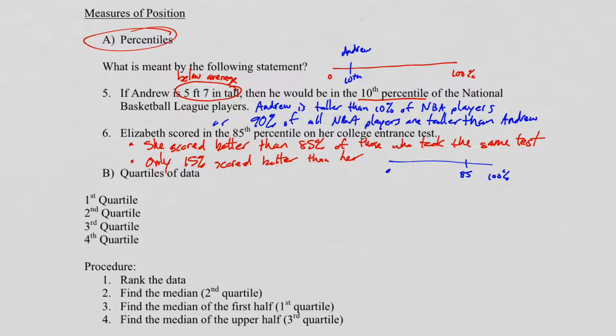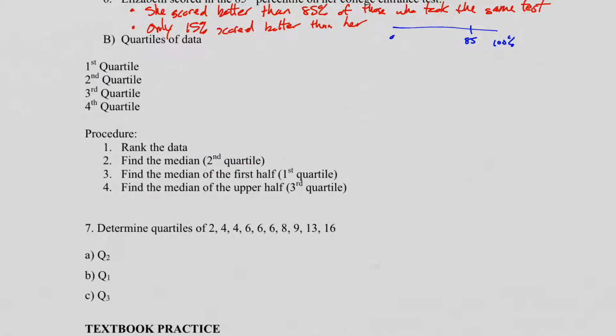Now let's take a look at quartiles. Now quartiles comes from the word quarter. You can see it right there. Which means like you have 4 quarters in a dollar. 4 quarters or 4 parts. Okay, so data is divided into 4 parts. First, second, third, fourth quartiles.